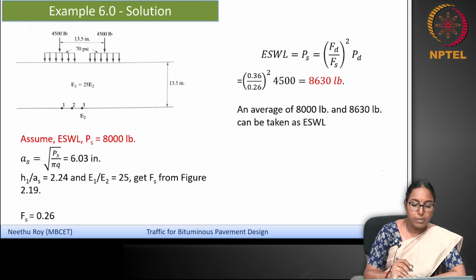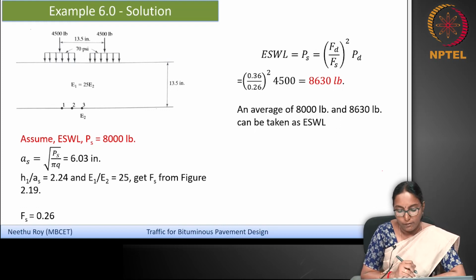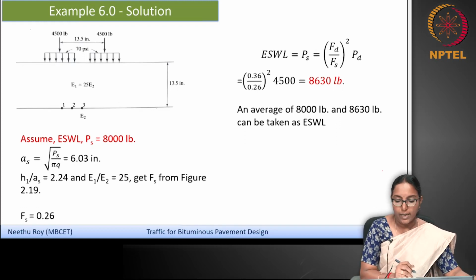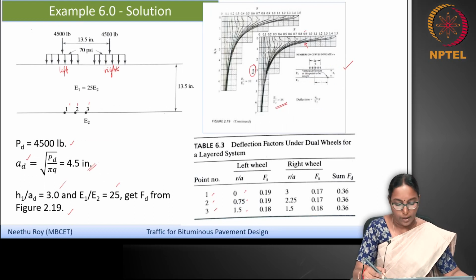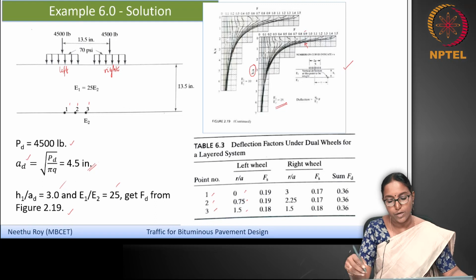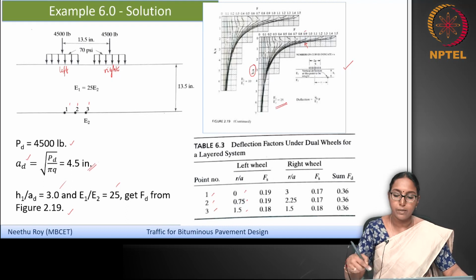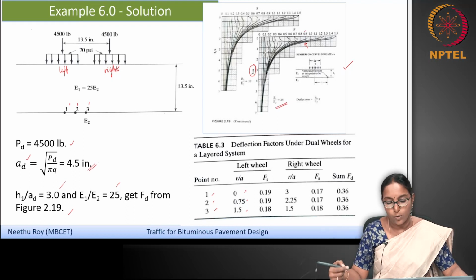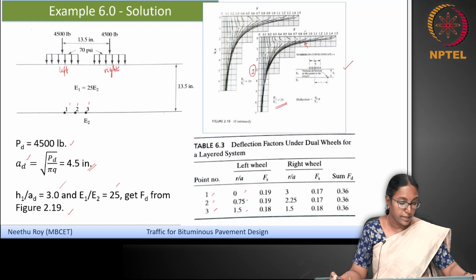Now, but what about the single wheel load? Because if you have to use this chart, you need this H1 by A value, but A is the radius of the single wheel, which is unknown. It is not the same as that of the dual wheel, and will depend upon the equivalent single wheel load. But since we don't know the equivalent single wheel load, we don't know the radius as well.